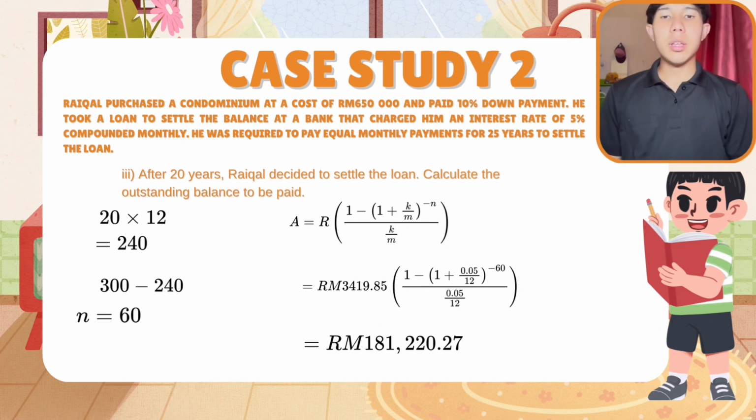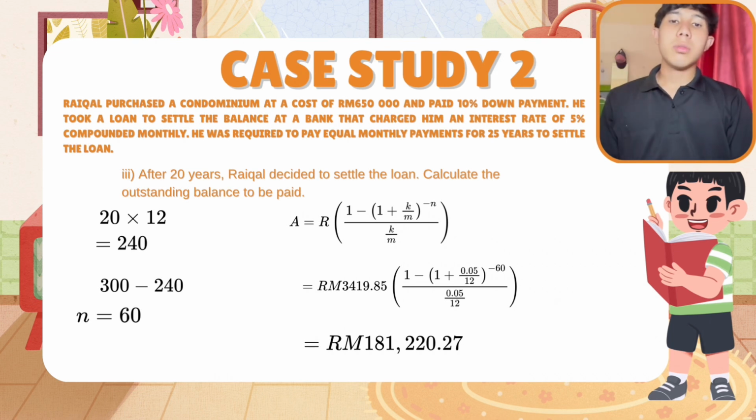The formula is A equals R bracket 1 minus bracket 1 plus K over M bracket power of minus N over K over M bracket. You just put the numbers into the formula. A equals RM 3,419.85 bracket 1 minus bracket 1 plus 0.05 over 12 bracket power of minus 19 over 0.05 over 12 bracket, and you can get the final answer, which is RM 181,220.27.